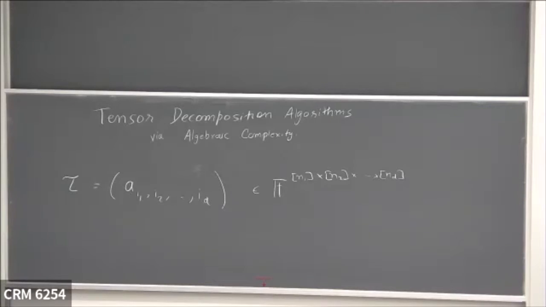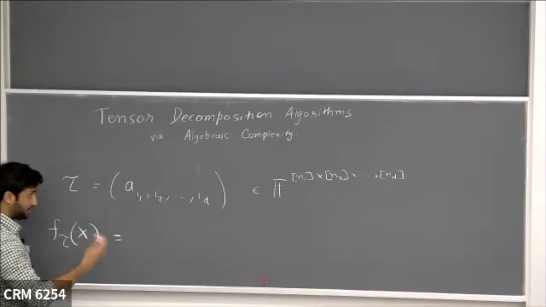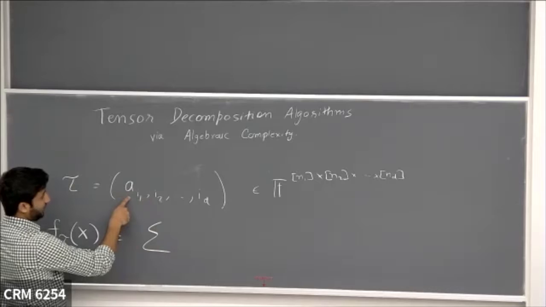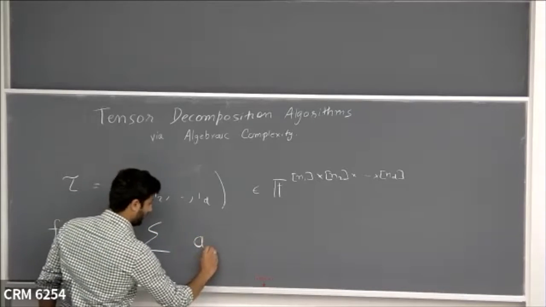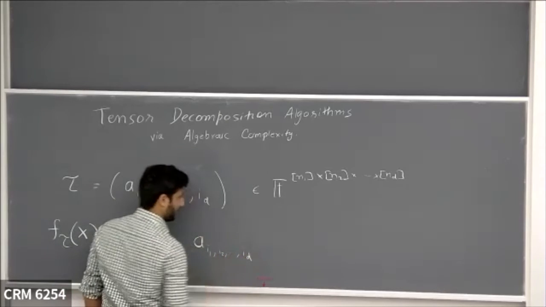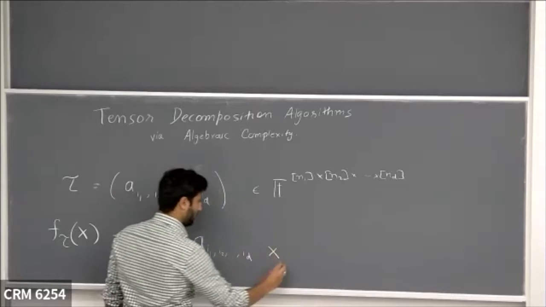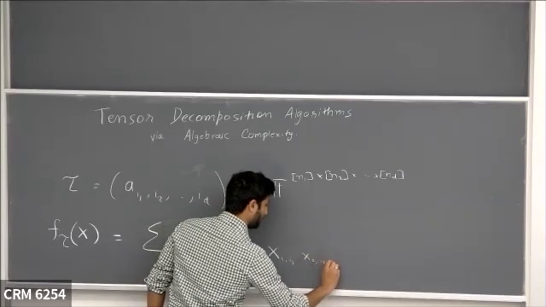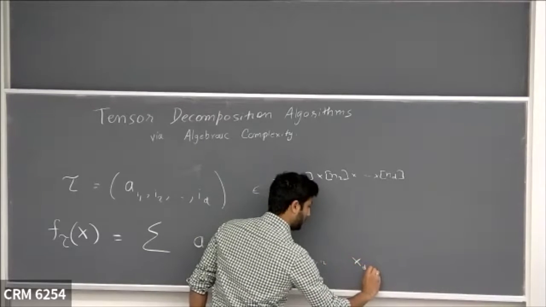For me, tensors are set multilinear polynomials. Let me define how I write that polynomial for a tensor tau. For a tensor tau, my f_tau(x) would be, I'll take different sets of variables and put a signature of the entry as a monomial. So for the entry a_{i1,i2,...,id}, I will put x_{1,i1}, x_{2,i2}, ..., x_{d,id}.